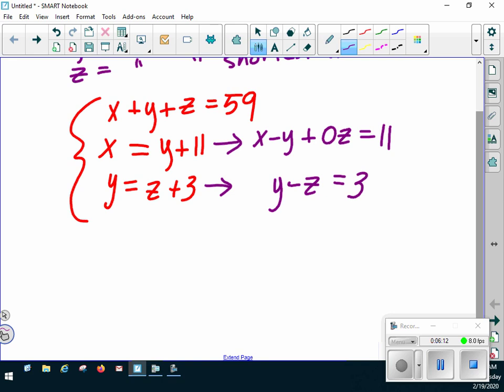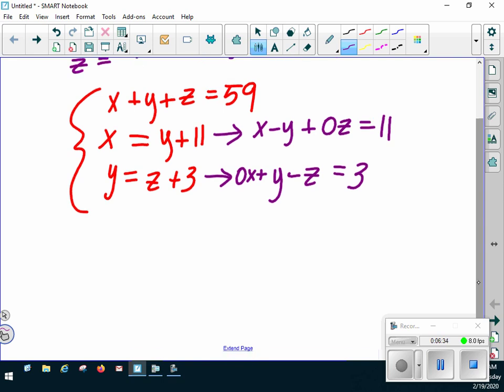Where's my x? Good. Again, you don't have to write 0x in here, but if it makes you more comfortable, go ahead. So we've got our three equations. Now what I want you to write down is your matrix equation. So we're going to go right below that, and we're going to write our matrices.